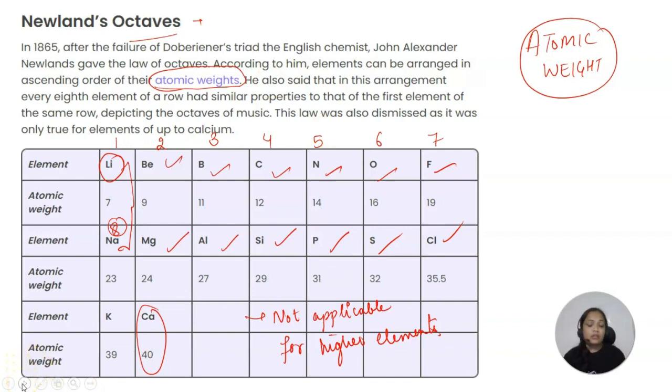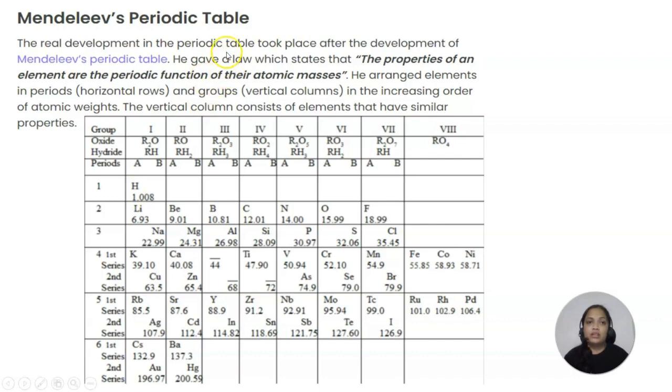Then came the major turning point. What I can say is Mendeleev's periodic table. Okay. So this was actually the real development when this term periodicity or periodic table came into being. Okay, so periodicity is something when something is repeating itself after a fixed interval, right? So Mendeleev did a lot of research and then he gave us a law which was known as Mendeleev's periodic law. Okay, Mendeleev's periodic law. So he was the first one who gave us the concept of periodic table first of all. So he is also known as the father of the periodic table.